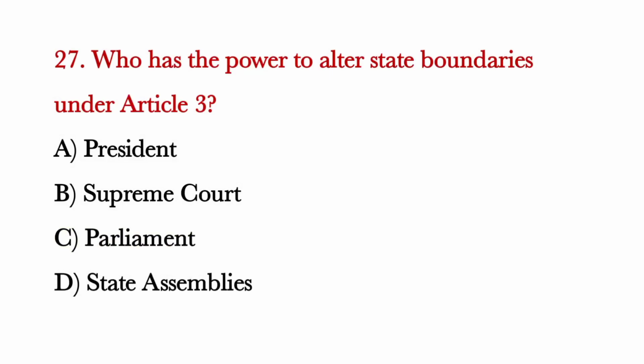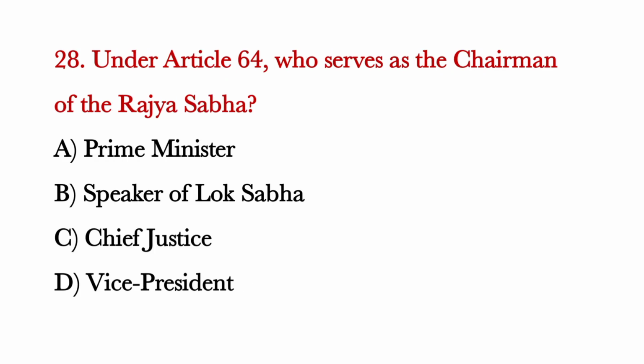Who has the power to alter state boundaries under Article 3? Correct answer is option C, Parliament. Under Article 64, who serves as the chairman of the Rajya Sabha? Correct answer is option D, Vice President.